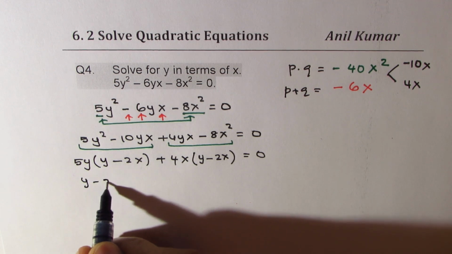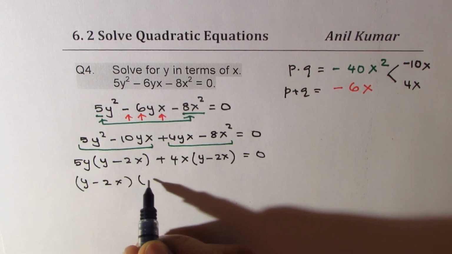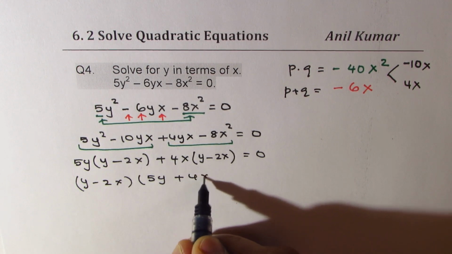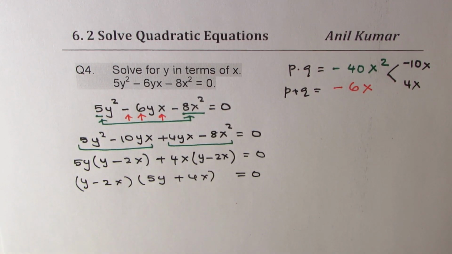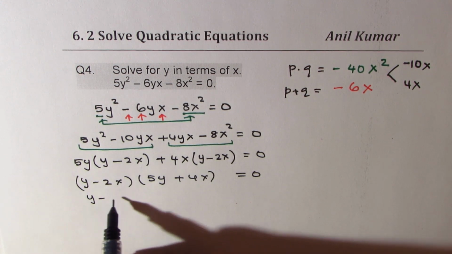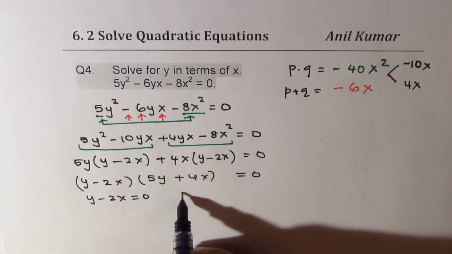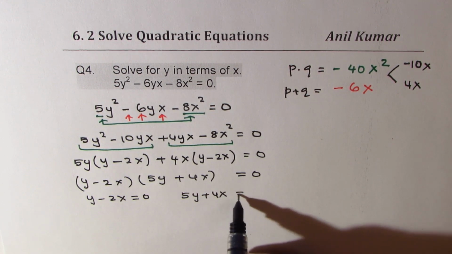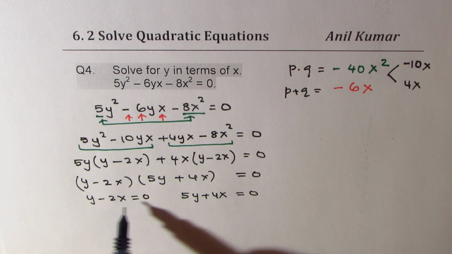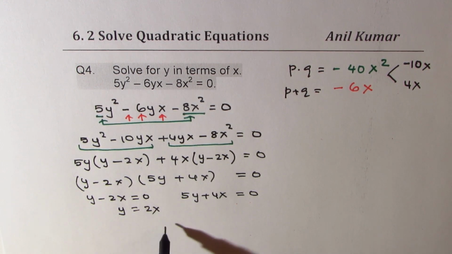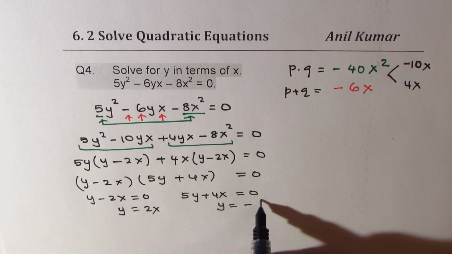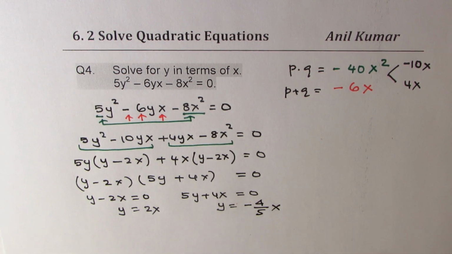y minus 2x is a common factor now. And what we are left with is 5y plus 4x equals 0. Now to get the solution, y minus 2x should be equal to 0 and 5y plus 4x should also be equal to 0. So solving, we get y equals 2x in the first case, and here we get y equals minus 4 over 5 x. Correct? So that is how you can actually solve such questions. So I hope the steps are absolutely clear.